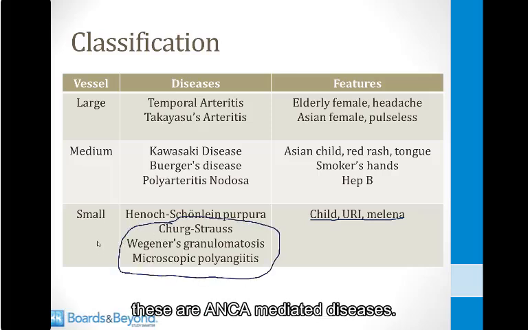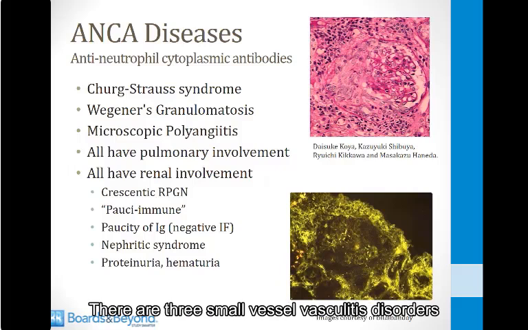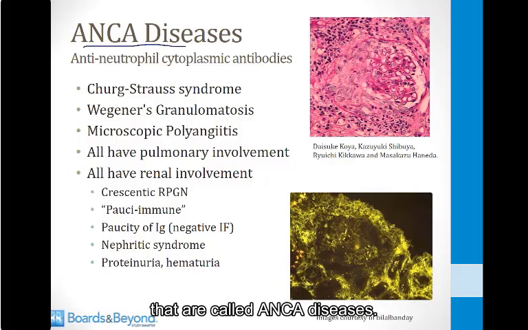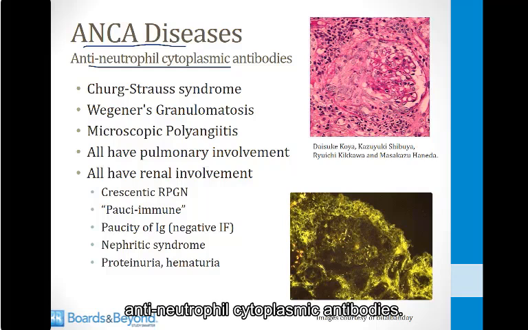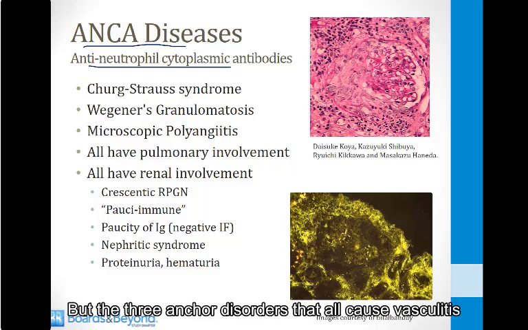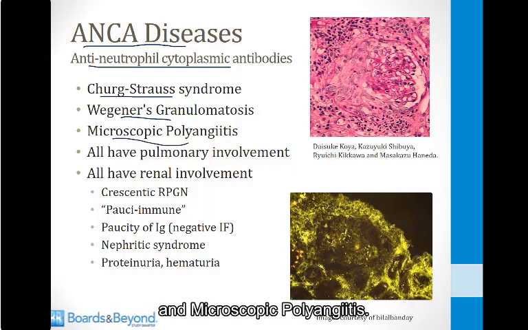These are ANCA-mediated diseases. There are three small vessel vasculitis disorders that are called ANCA diseases, and they get this name because they all involve anti-neutrophil cytoplasmic antibodies, and I'll explain exactly what these antibodies are in a minute. But the three ANCA disorders that all cause vasculitis are Churg-Strauss syndrome, Wegener's granulomatosis, and microscopic polyangiitis.